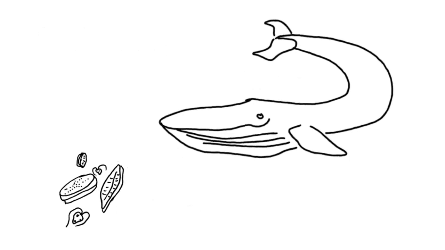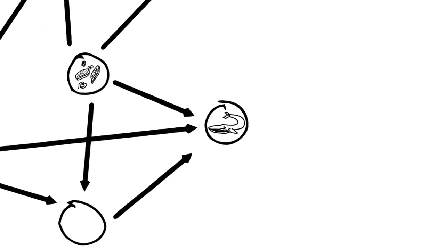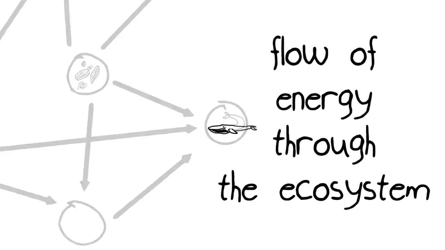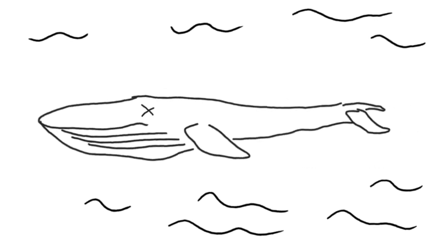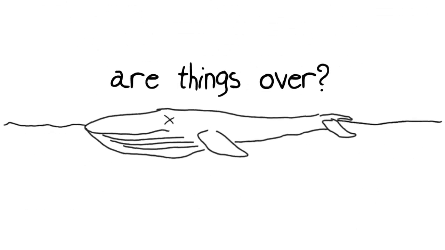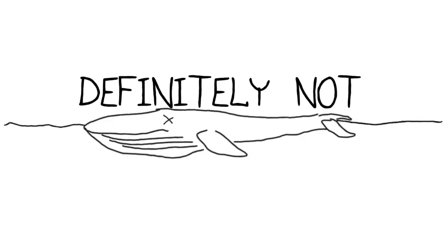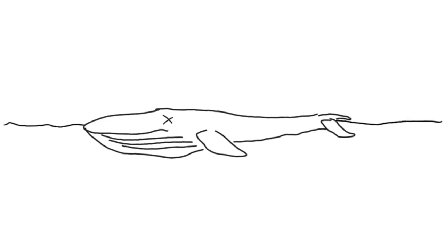Whale over here. That's what these lines represent. They represent the flow of energy through the ecosystem. Eventually, the whale succumbs to life and dies, and poor Mr. Whale ends up on the sea floor. Are things over at that point? Definitely not, because at that point, he's going to give up stuff that ends up as part of the producer's food web.